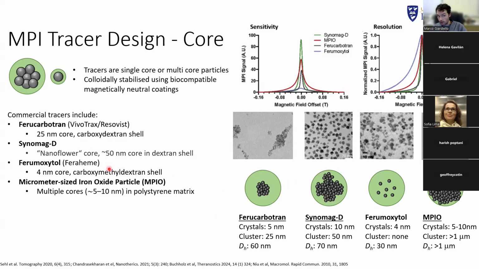Ferumoxytol, if you read it on paper, it's the same. 4 nanometer cores, 4 nanometer crystals, but they don't cluster in the same way. So they're not forming that overall core structure that is around 25 nanometer or bigger. That is why you get such a poor MPI signal.